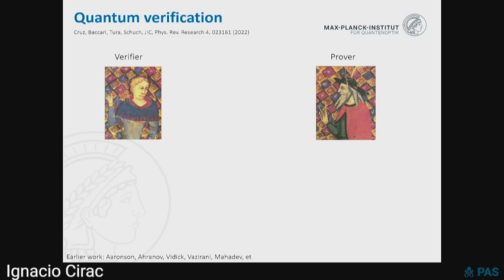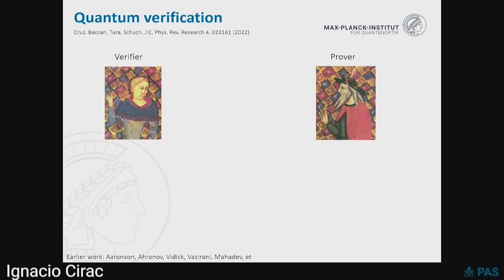But anyway, the problem is typically posed in the following way. There is a verifier and a prover. Here they are not called Alice and Bob, they are called Arthur and Merlin. Arthur is the verifier, the one who wants to check that the other one has a quantum computer, and Merlin is very powerful, he has a quantum computer and wants to prove that he has a quantum computer.